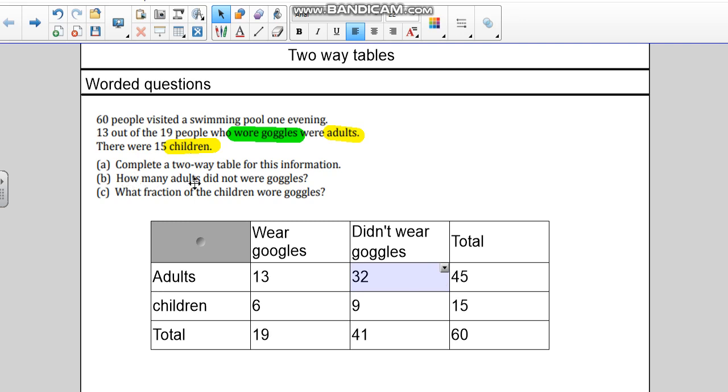Part B, how many adults did not wear goggles? Okay. So adults didn't wear goggles. Well, we've got that filled in there. That's going to be 32.